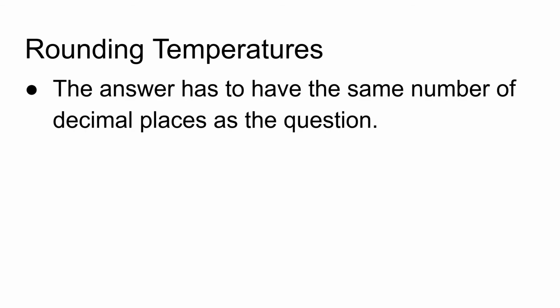Okay, I wanted to talk briefly about rounding temperatures. In the other video I talk about rounding numbers, but rounding numbers is something that I should talk about more. So, the quick and dirty, because this is the quick and dirty guide, the answer has to have the same number of decimal places as the question. So if I asked you, hey, what's 20 degrees Celsius in Fahrenheit? The answer would be 68 degrees Fahrenheit. It's an integer. If the question is an integer, the answer is an integer.